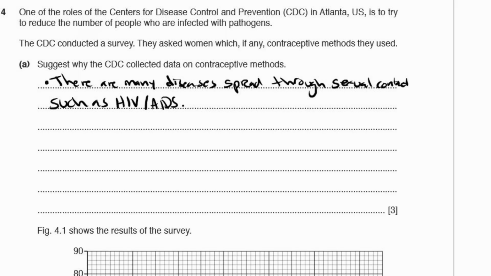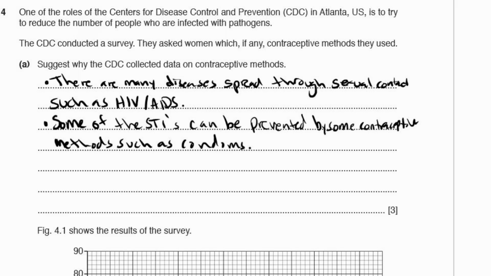So some of the STIs, or sexually transmitted infections, can be prevented by certain types of contraceptive methods. Again, you can put in an example here, such as condoms. Don't just say that they can be prevented, because there's some contraceptive methods, such as the pill, which will do nothing to prevent STIs. It will just prevent pregnancy. Remember, contraceptive means it's blocking pregnancy. It's not about preventing sexually transmitted infections. That's just an added bonus.